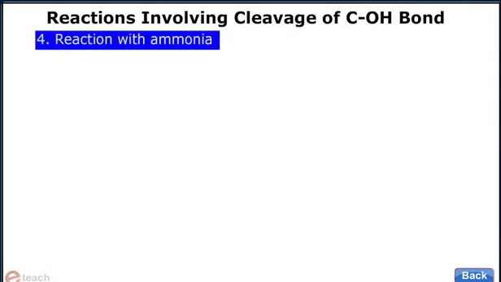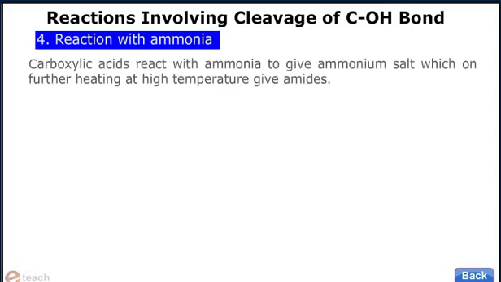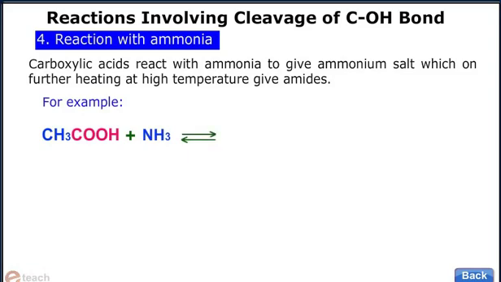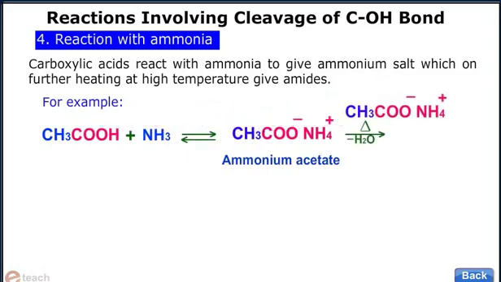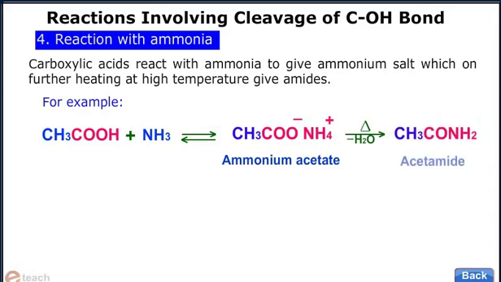The fourth one is reaction with ammonia. Carboxylic acids react with ammonia to give ammonium salt, which on further heating at high temperature gives amide. For example, the reaction CH3COOH plus NH3 reversible CH3COO minus NH4 plus, which on heating gives CH3CONH2, which is known as acetamide.